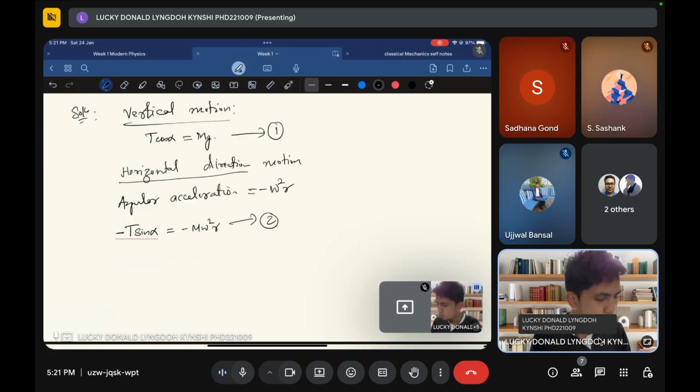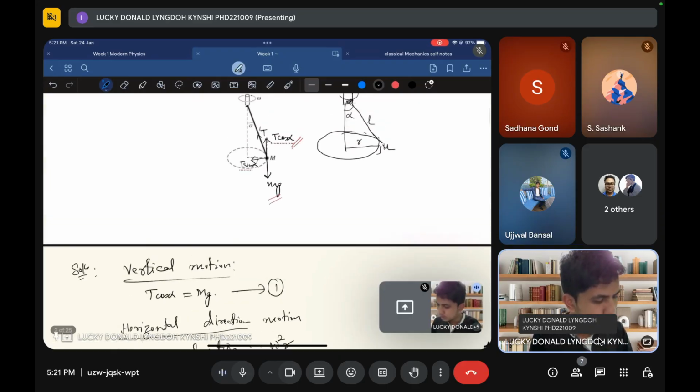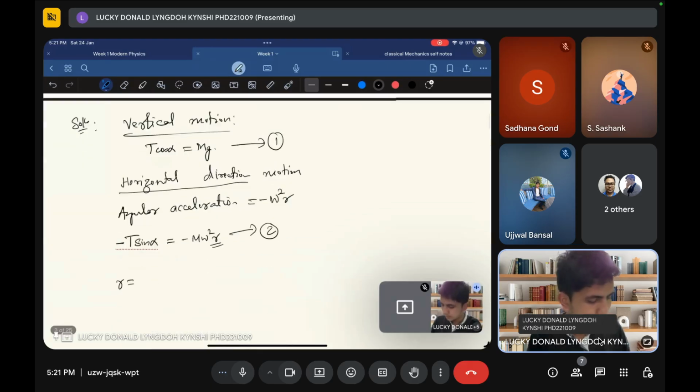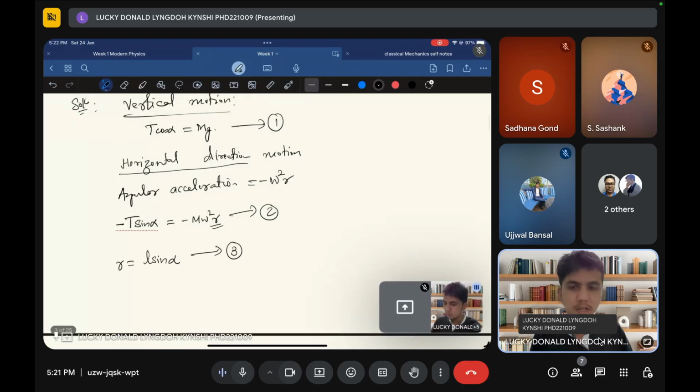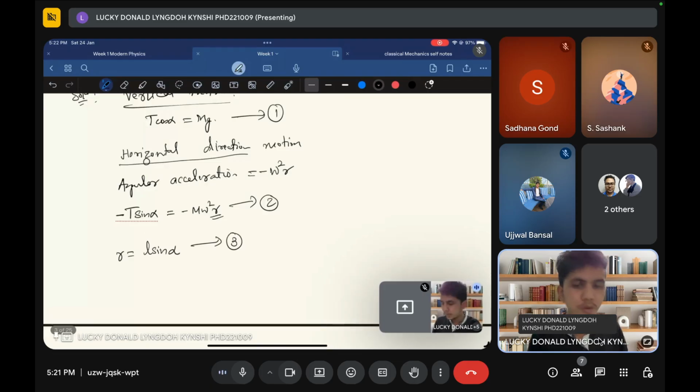One thing that you can do is evaluate this r term, that is the radius. So r is equal to what? If you look at the figure, this is the radius, so this will be L, and r will be L sine alpha. Let me name it as equation 3. So now you have the vertical motion, the horizontal direction motion, and the r term in terms of alpha.